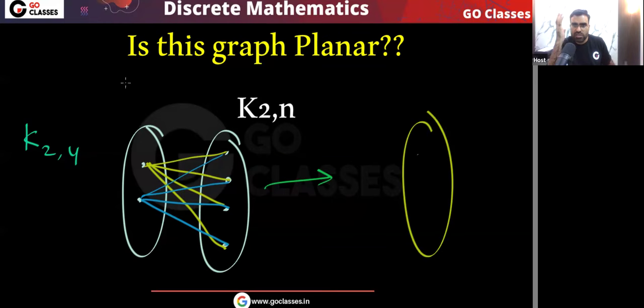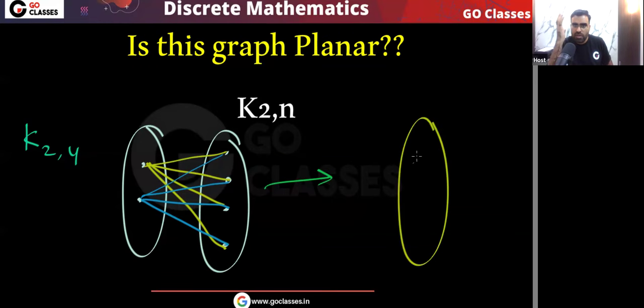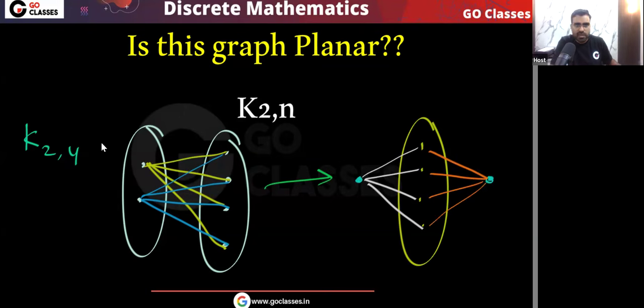Yes, of course, I can draw this graph without edge crossing. See what I can do. These four vertices are there. One vertex I will put here, one vertex I will put here. Is this clear? That's it. Now you can see this is the graph I will get. So you can see, yes, this is a planar graph. Is this a planar graph? The answer is yes.